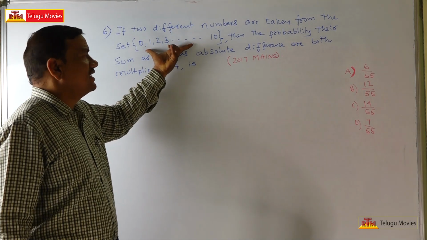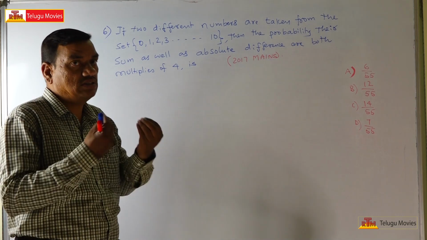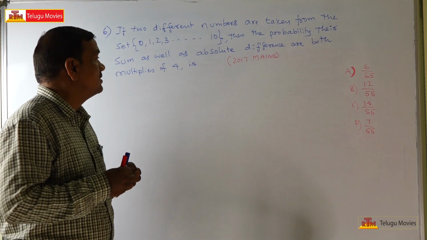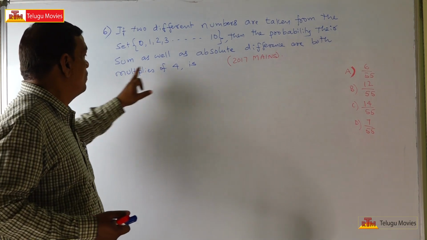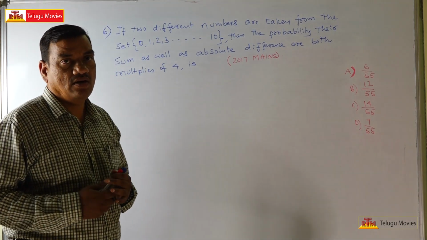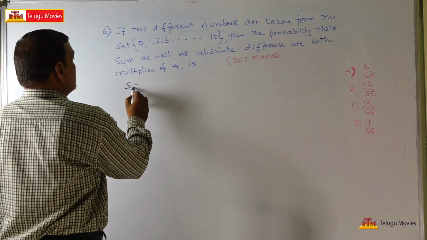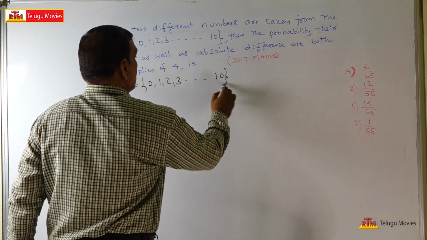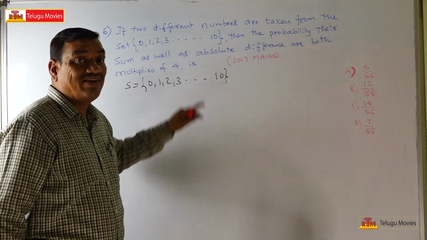Here the set contains 11 elements, 11 numbers. You have to select two numbers from that set such that the sum of the numbers and the absolute difference of the numbers, both conditions, should be multiples of 4. So first of all, what is the set here? S is equal to 0, 1, 2, 3, and so on up to 10. So the set contains 11 elements.